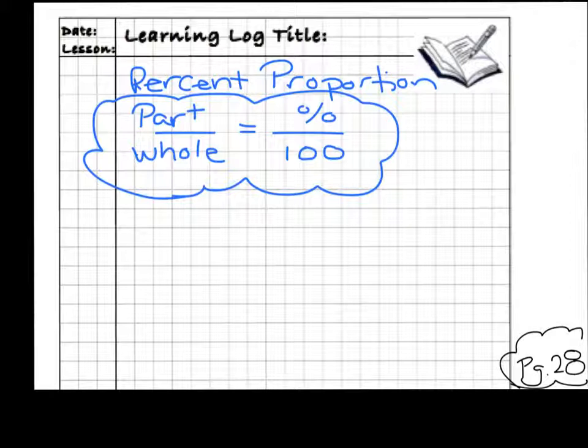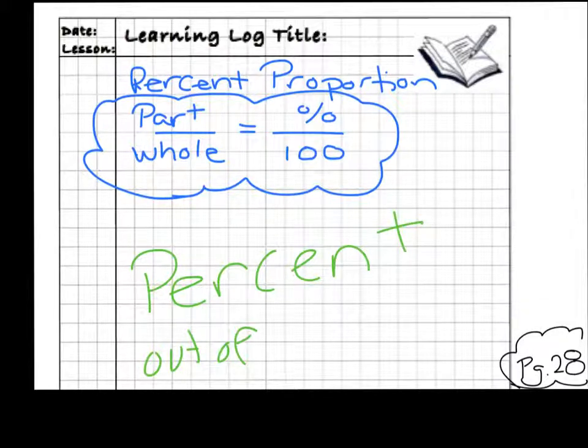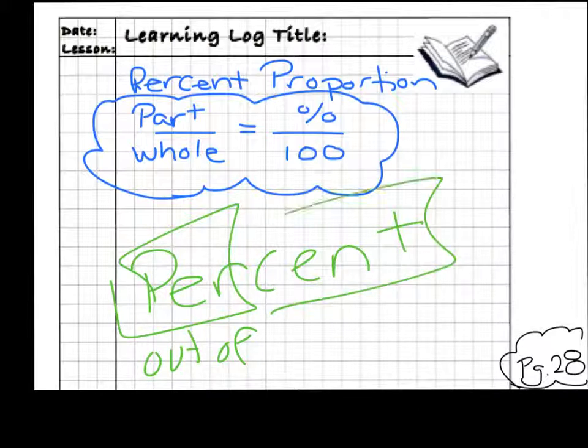Now, the word percent, let me write it down here. The word percent actually means out of, okay, that's that per part. And cent, think about how many cents are in a dollar. There's 100, by the way. How many years are in a century? There's 100. So that word cent is kind of like the root word that means 100. So the word percent just means how many out of 100.